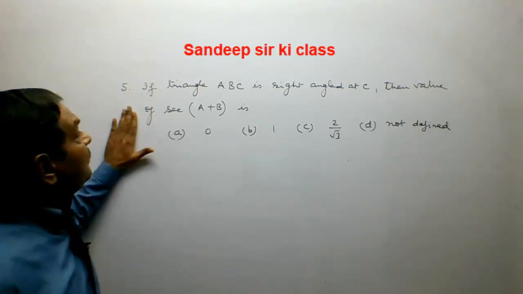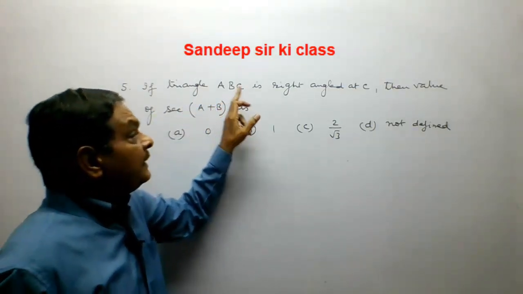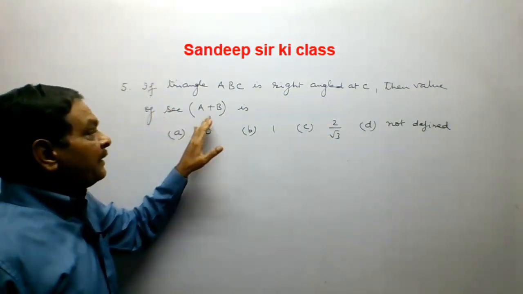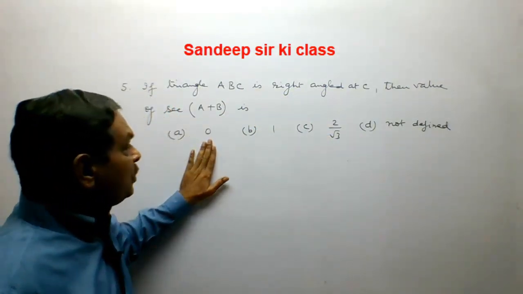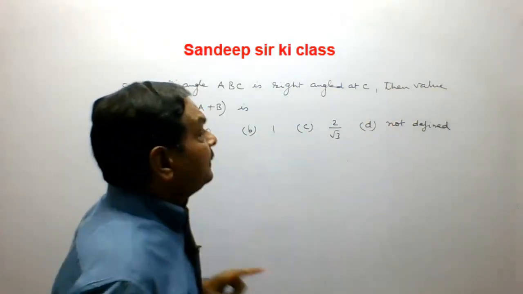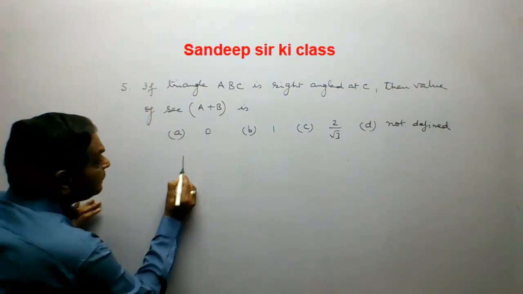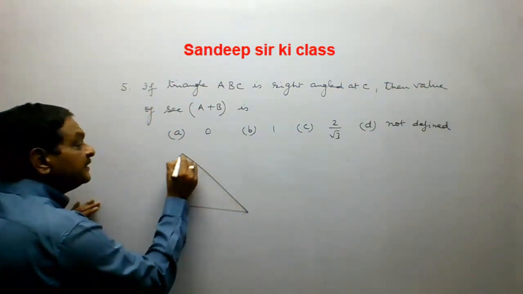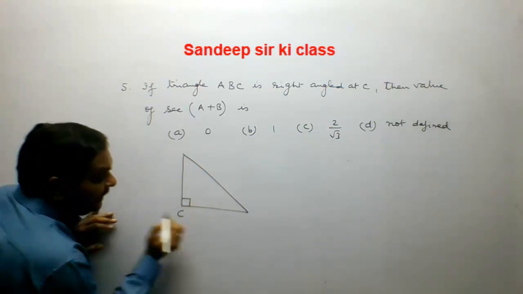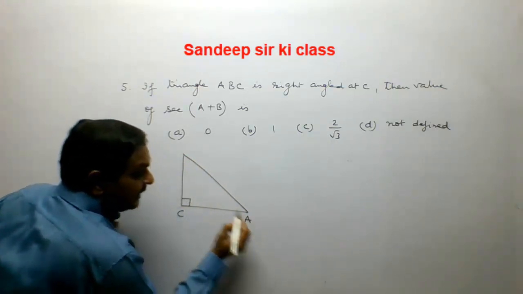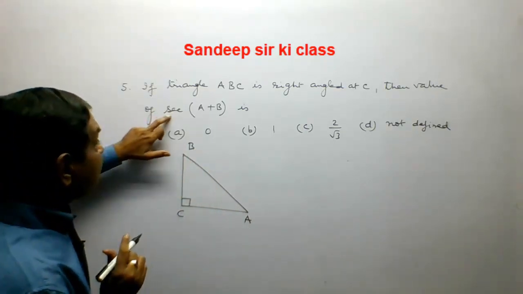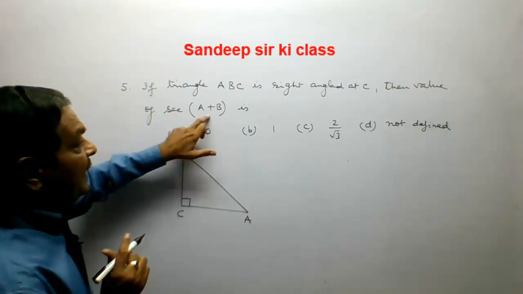Question number 5. If triangle ABC is right angled at C, then the value of sec A plus B is, options are 0, 1, 2 by root 3 and D is not defined. See, a triangle is there which is a right angled triangle and it is right angled at point C. Let us say this point is A and this point is B. Now we have been asked the value of sec A plus B.